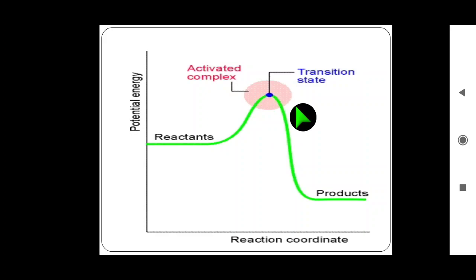Here at the top, the activated complex is formed. Actually, when the A2 molecule collides with the B2 molecule, an effective collision forming AB occurs. That state is called a transition state, as well as we can say the activated complex is formed. Before getting the product, that state is called a transition state.